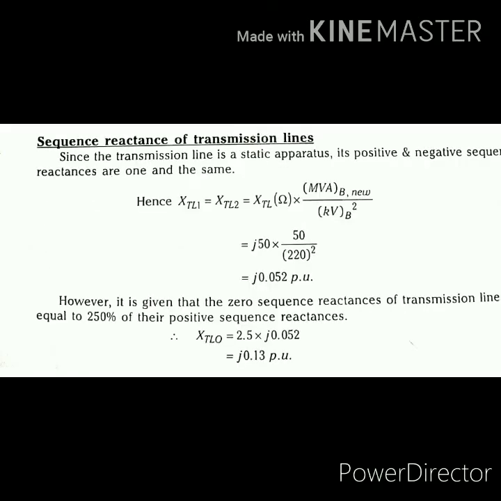Now the sequence reactance of the transmission line. For the transmission line, the formula will change: XTL in ohms into MVA base new by kV base squared. So here we'll have j0.052 per unit. And positive reactance is equal to negative reactance, so the same you can write. But the zero sequence reactance of the transmission line, in the problem they have given, is equal to 250% of the positive sequence. So XTL0 will be 2.5 into j0.052, which is j0.13 per unit. Now you have got all the reactance values.